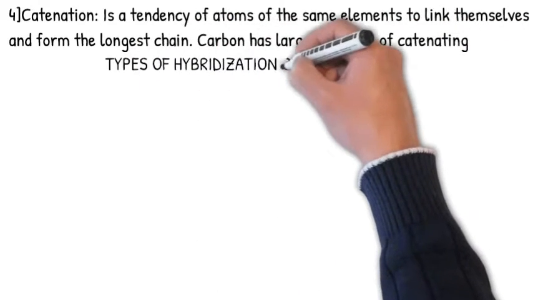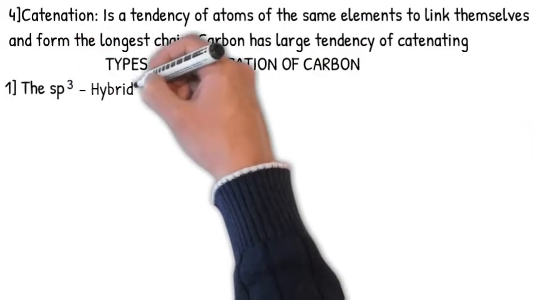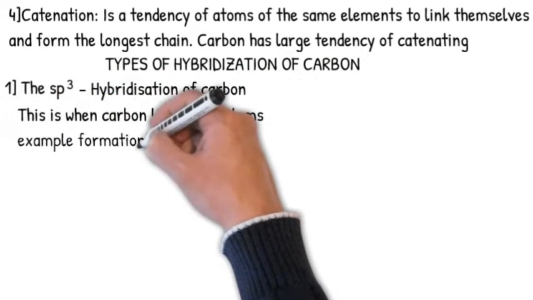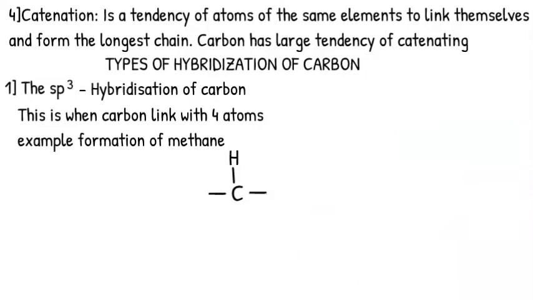Types of hybridization of carbon. The sp3 hybridization of carbon. This is when carbon links with 4 atoms. Example, formation of methane. Carbon is linked with 4 hydrogens.